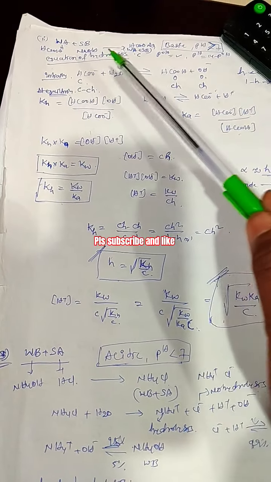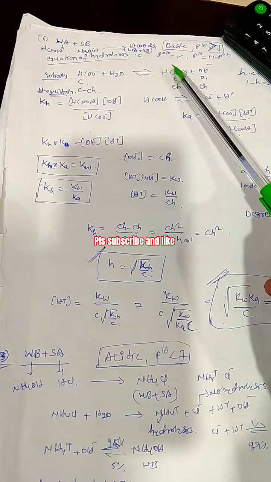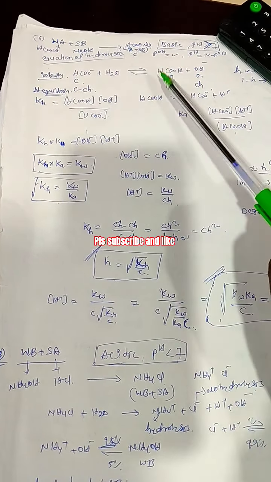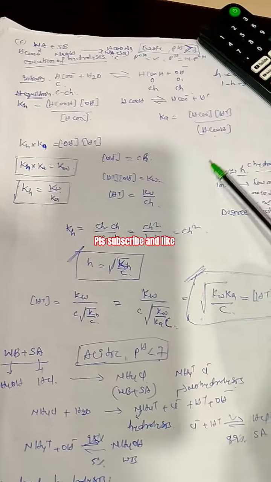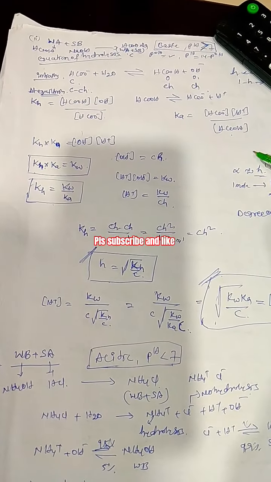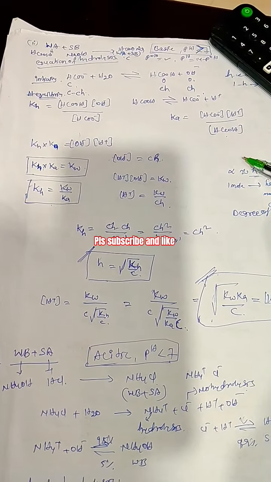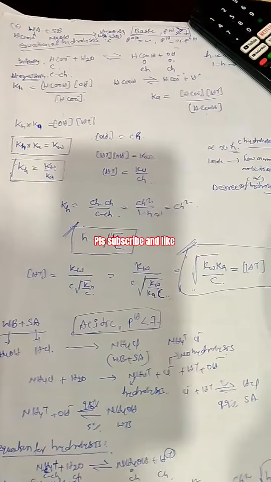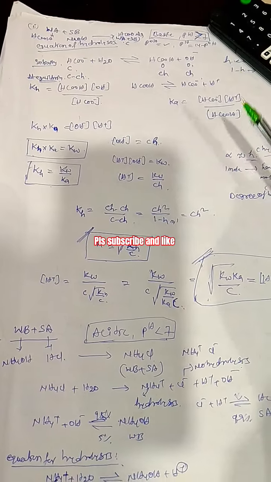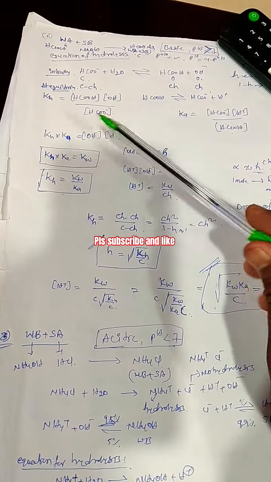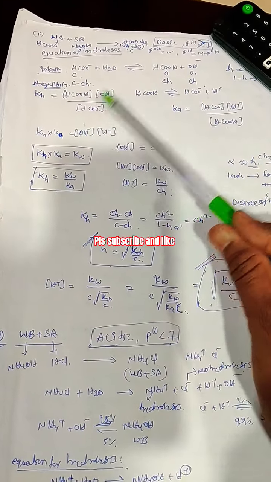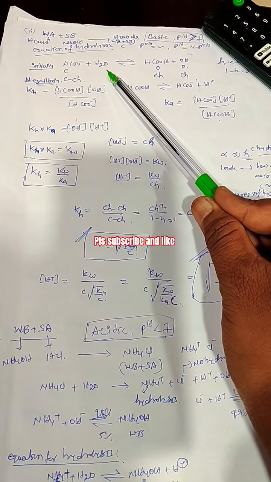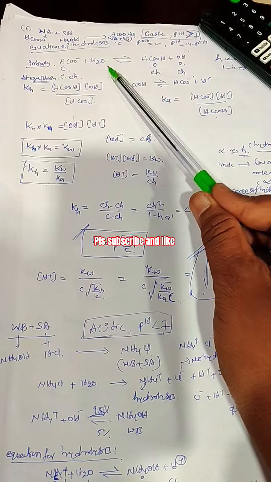Initially the concentration is C. If h fraction undergoes hydrolysis, then Ch moles undergo hydrolysis, giving C minus Ch, Ch and Ch. h is the degree of hydrolysis, like the degree of dissociation, where you take alpha. This is salt hydrolysis. Next we write Kh is equal to concentration of products by concentration of reactant. Water is a pure liquid, so it is taken as 1, because it is hydrolysis.